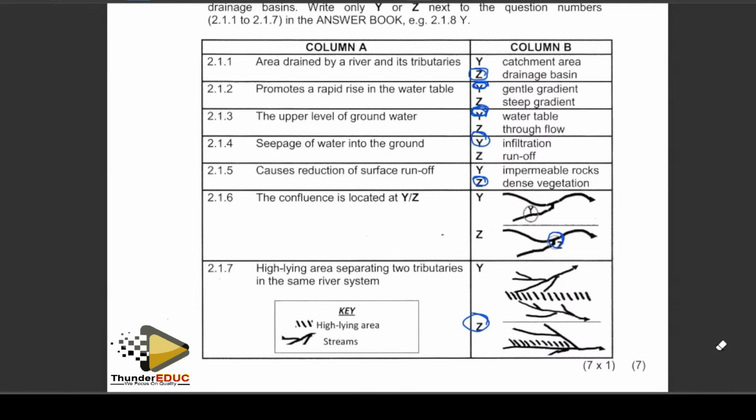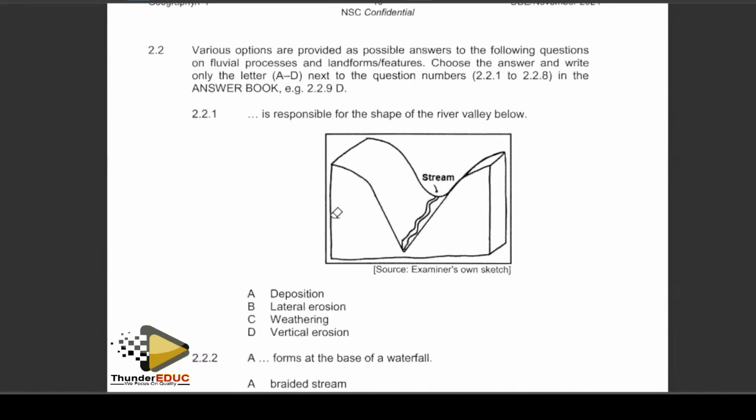Our next question, we are going to question number 2.2. Right, question number 2.2. Various options are provided. Dash is responsible for the shape of the river valley below. What kind of shape is that one? Right, you see our stream is somewhere deep down there in that valley. The valley resembles which shape? It's a V shape. It's deep and it's relatively narrow. So what is responsible for the shape of that? The depth of the river channel, we know it's vertical erosion.